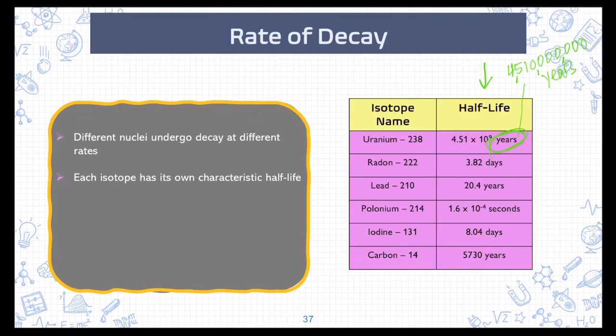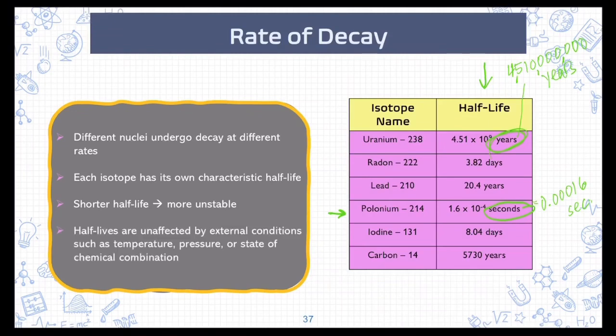Whereas if we take a look at another isotope, polonium-214, notice its half-life is a fraction of a second. If you take it out of scientific notation, this is equal to 0.00016 seconds. Okay, so that is a very, very short half-life. The shorter the half-life for an isotope, the more unstable the isotope is. Also, half-lives are unaffected by external conditions such as temperature, pressure, or state of chemical combination.